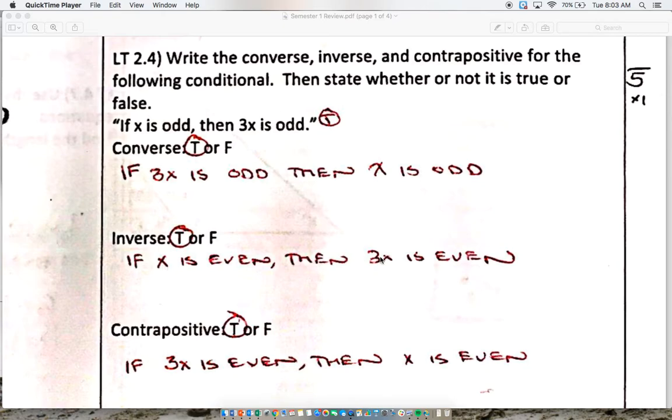If x is 2, then 3x is 6. That's even. That's a true statement. And so this is true. And so I know that if the inverse is true, then the converse also has to be true.